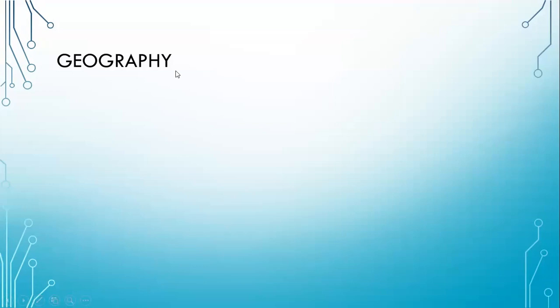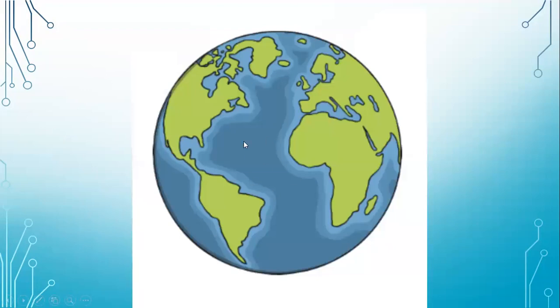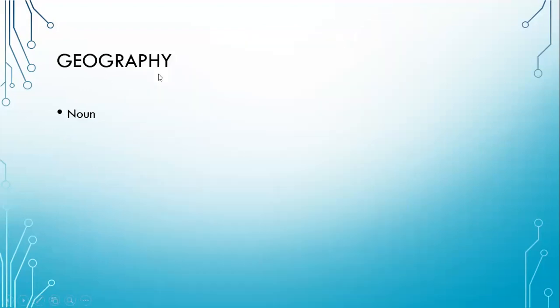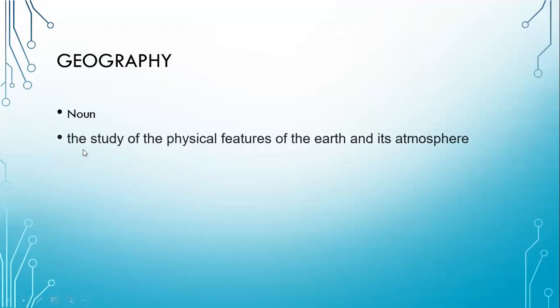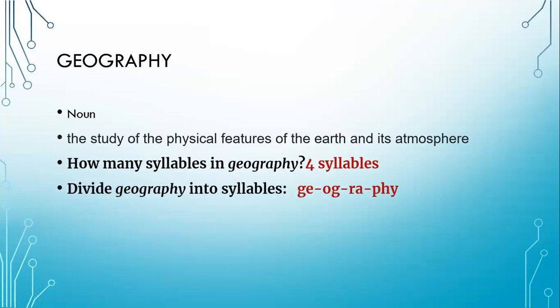Now, geography, is it a noun or a verb? I think it's a noun. Noun, very good. Now, what does it mean? What do you think it means? It means like... related to the what? Earth. Very good. It's related to Earth. So read it. The study of the physical features of the Earth and its atmosphere. Atmosphere, very good. How many syllables are there? Three. Geography. Are you sure? Geography. Very good.